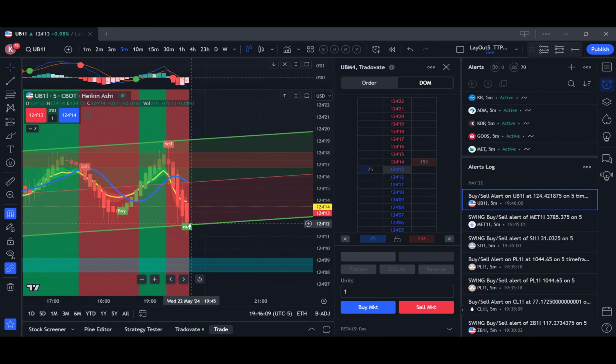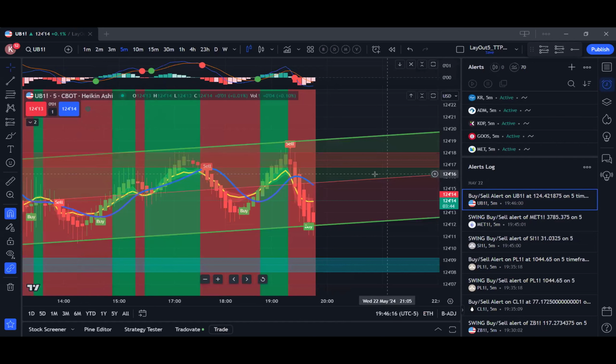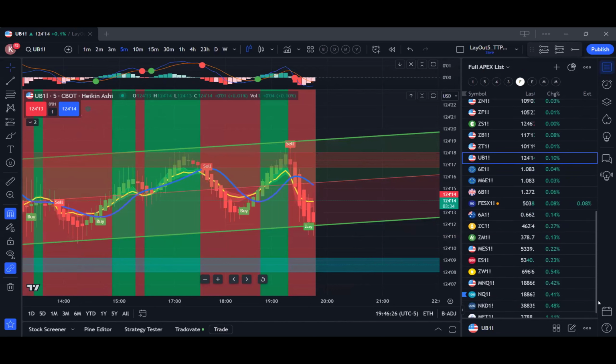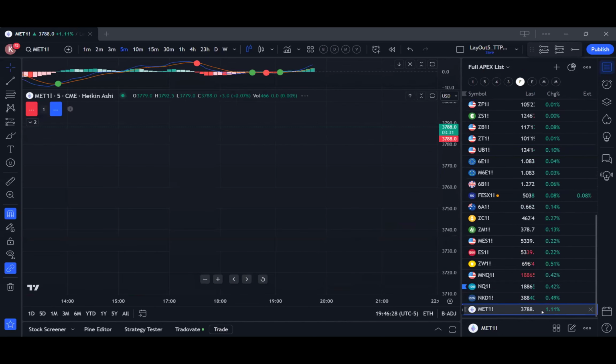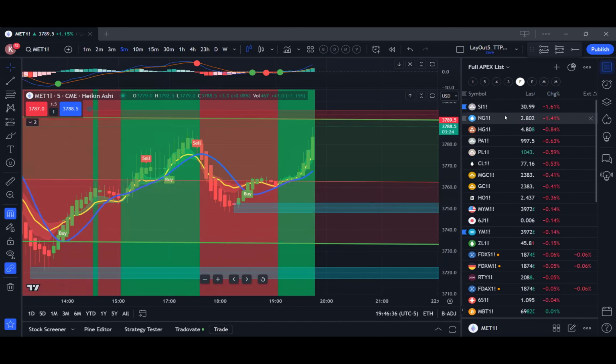Okay, we got a buy at the bottom, but let's go and see how is the UB today. Go to the chart. See, UB is 0.1%, not much. Ethereum is bullish. Let's look at gold.